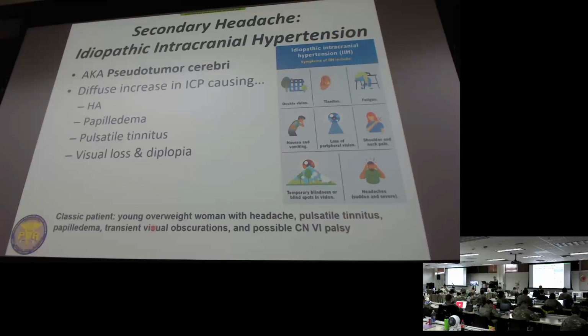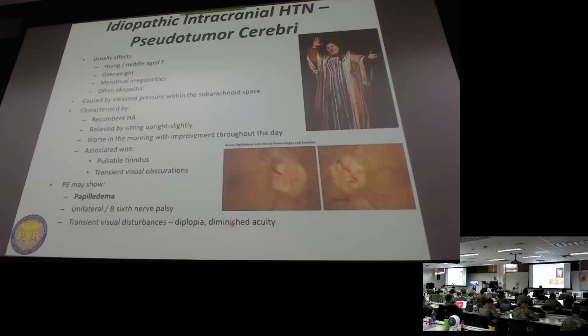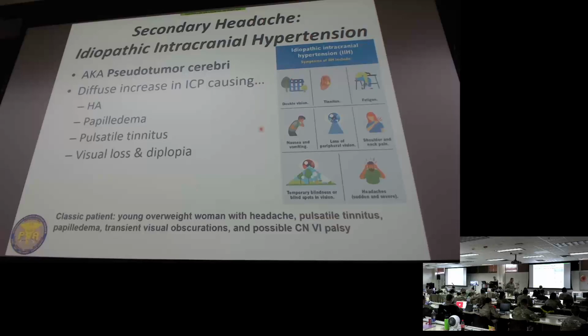Classic patient, we're looking for young, overweight women. It can happen outside of that demographic, but it's easier to recognize it. I think this is the image that was here when I was an IPAP, just to make you think of this one. But think young, overweight woman with headache, pulsatile tinnitus, meaning ringing in the ears, papilledema, transient visual obscurations, and possible cranial nerve 6 palsy.